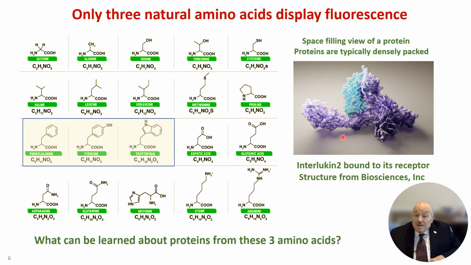Over here, I put a space-filling image of a protein. It's not as space-filling as it could have been, but in spite of the ribbon diagrams that I showed you in the previous structures, the actual proteins, when they're folded up, are pretty much close packed. I remember years ago reading a paper by a famous scientist saying basically there is no free space within a folded protein. So, what can we learn about proteins from these three amino acids?